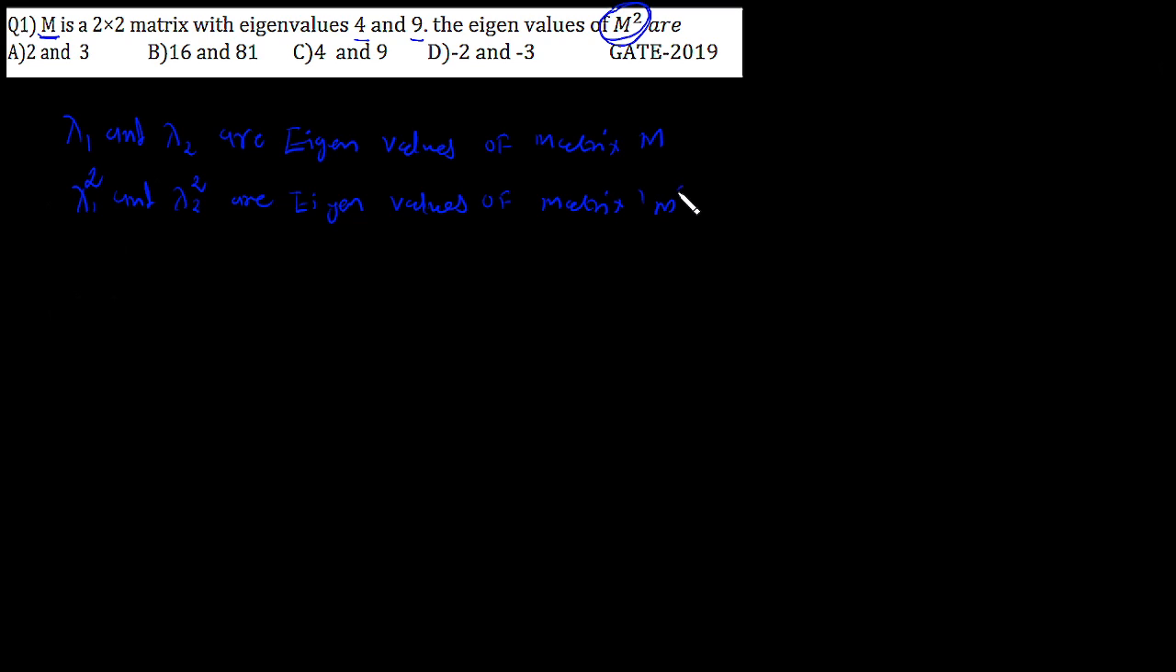M square. Now the property says whatever power this matrix has, its eigenvalue is simply the same power of the initial eigenvalue of matrix M. So to find the eigenvalues of M square, we have to square those two numbers, 4 and 9. The square of 4 is 16 and the square of 9 is 81. So I can say option B contains the correct set of eigenvalues corresponding to the M square matrix.